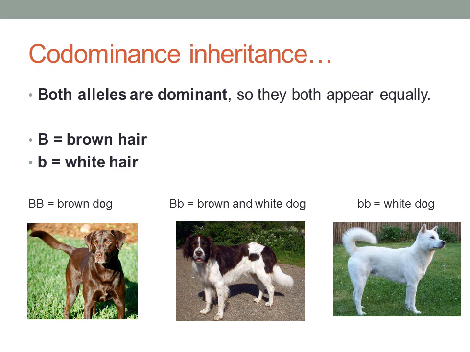So if we have a big B and a big B, we would have a brown dog. But if we have a big B and a little b, we'll have a brown and white dog. One is not dominant over the other. They both appear on the dog. And the last one would be little b, little b, since it only has the white hair gene, would be a white dog.